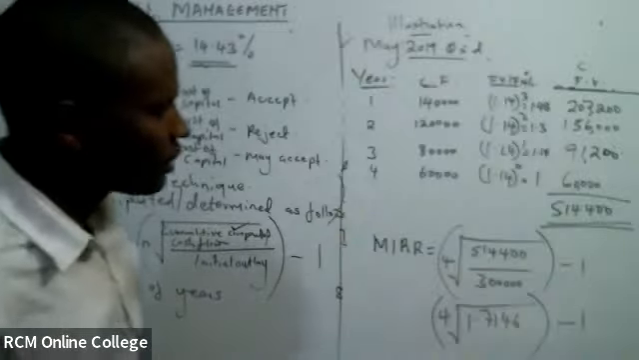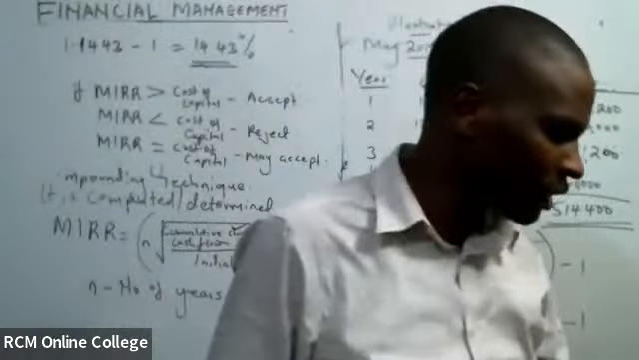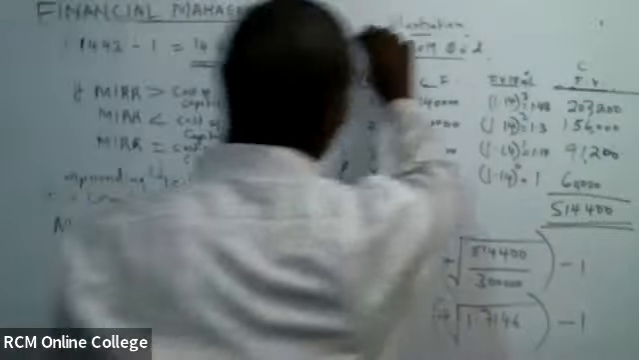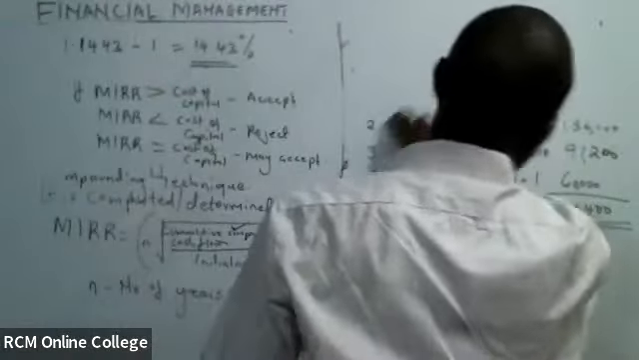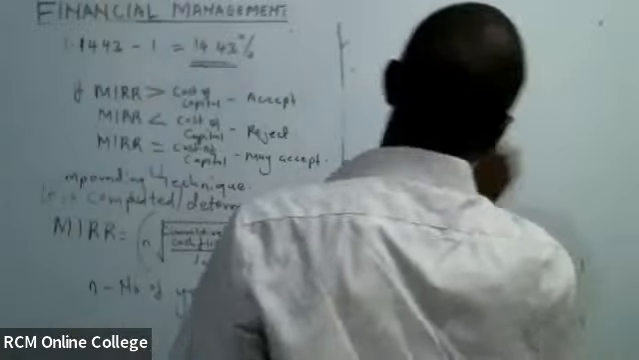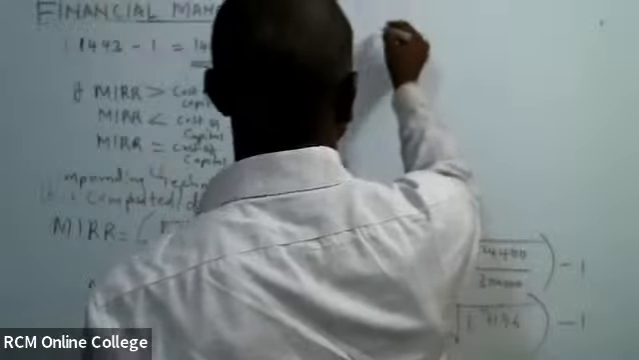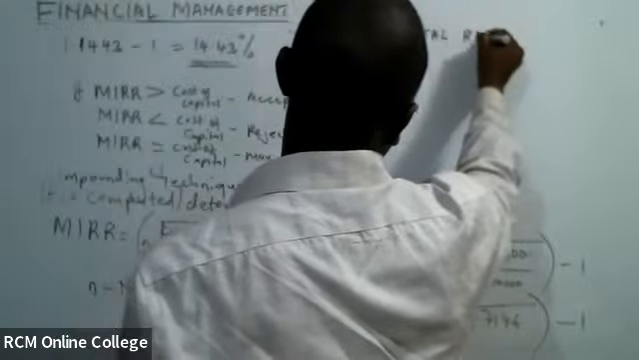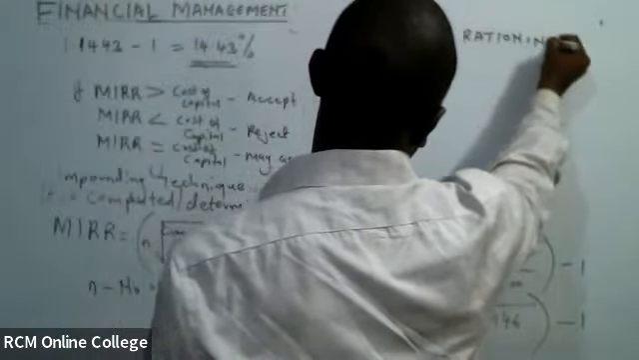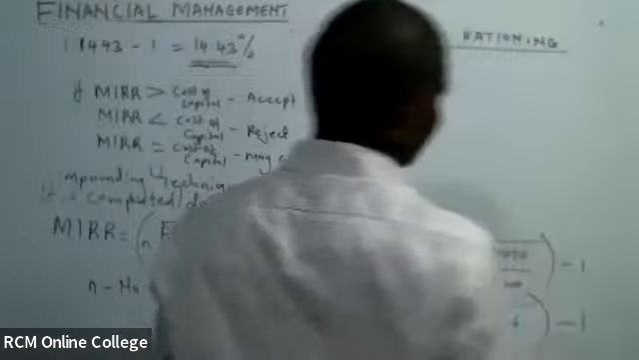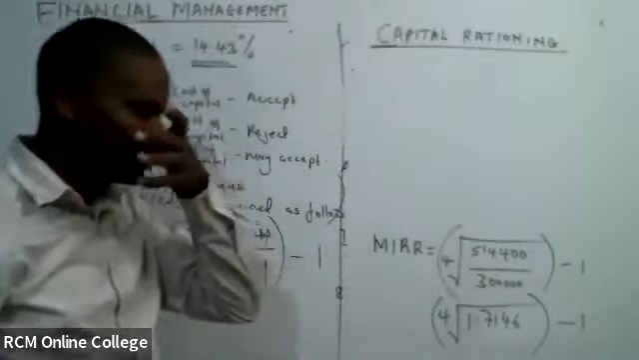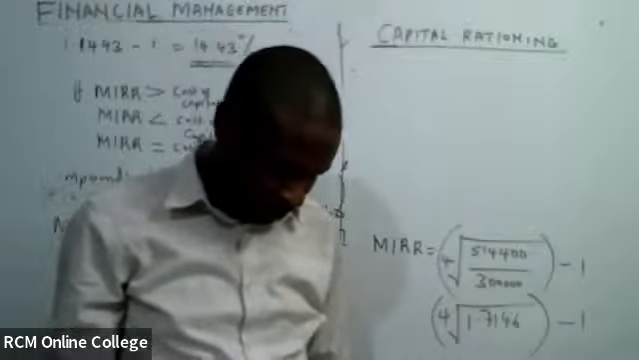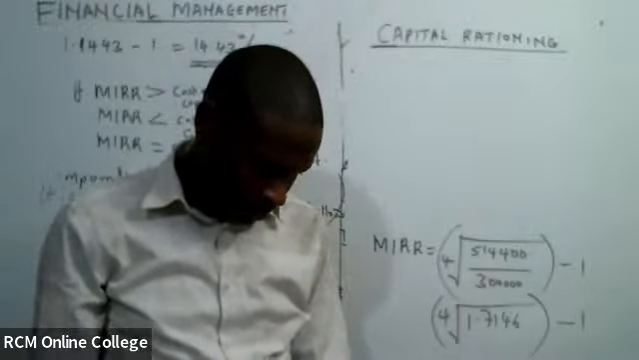So class, that is it. Next time we meet, we shall be looking at capital rationing. But we have some assignment for you. We shall be able to look at the types of capital rationing, and the causes of capital rationing. That would be it. So let's have several assignments hapa.